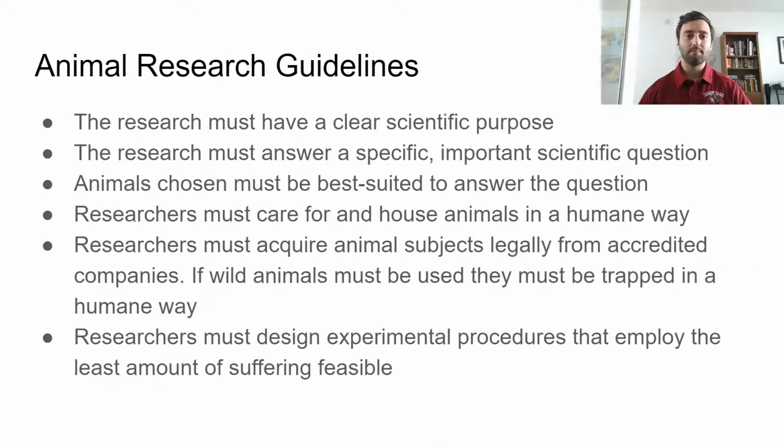So there are two groups of guidelines, right? One of them governs animal research, and one of them governs human research, okay? Animal research has 6 main points that you have to follow, or 6 things that you have to do. The first thing is that the research must have a clear and scientific purpose, right? You can't just do research just to do research. It can't be just because you want to see what happens. There has to be a real reason to do it.